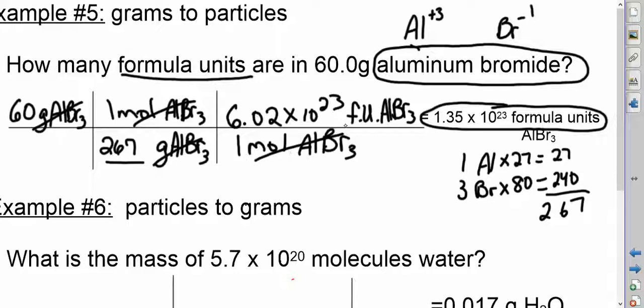Now that we've done that, let's do example number 6, particles to grams. What is the mass of 5.7 times 10 to the 20th molecules of water?